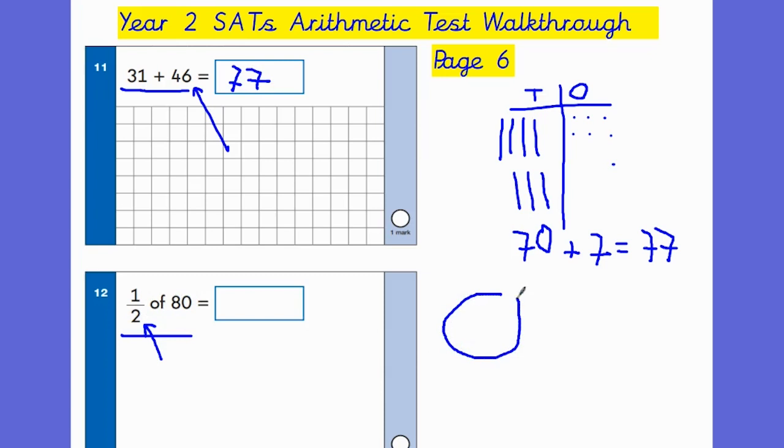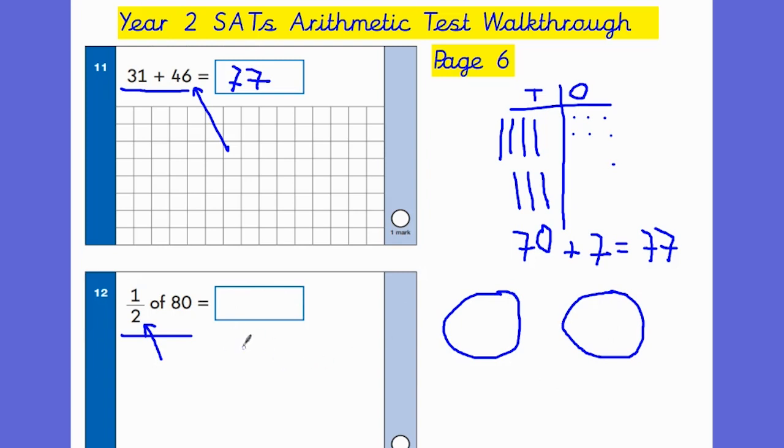Now, it would not be impossible for a child to do 80 and share them into the groups. Is it the most efficient and quickest way? I don't think so, but I have seen children do it in the test and get the answer correct. But if they do have to share out 80, there's a good chance they can also make a mistake. So that is one way, but I wouldn't encourage the children to do that.